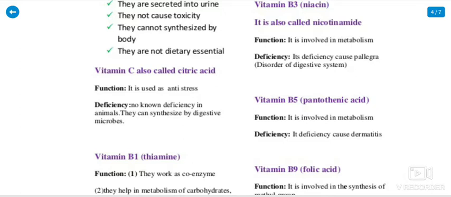What is the deficiency of this vitamin C? There is no known deficiency in animals. They can synthesize it through digestive microbes. So we don't know of any vitamin C deficiency in animals, because they can synthesize it by digestive microbes.